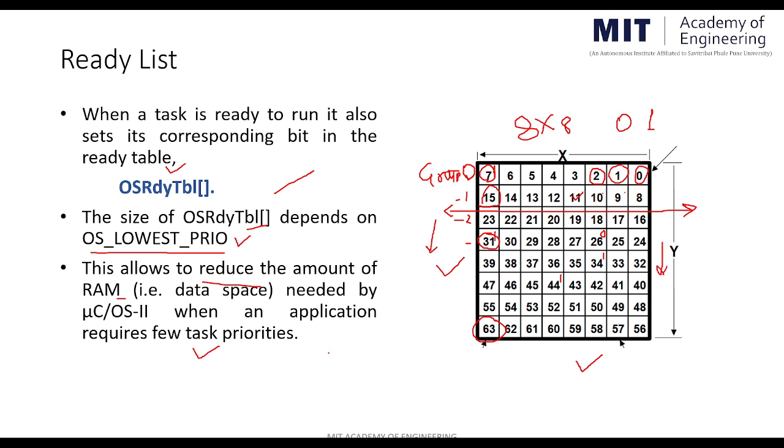So this is also the best example that MuCOS2 is scalable and configurable. Every configuration is done or decided by the value which is put in the OS_LOWEST_PRIO and OS_MAX_TASKS.